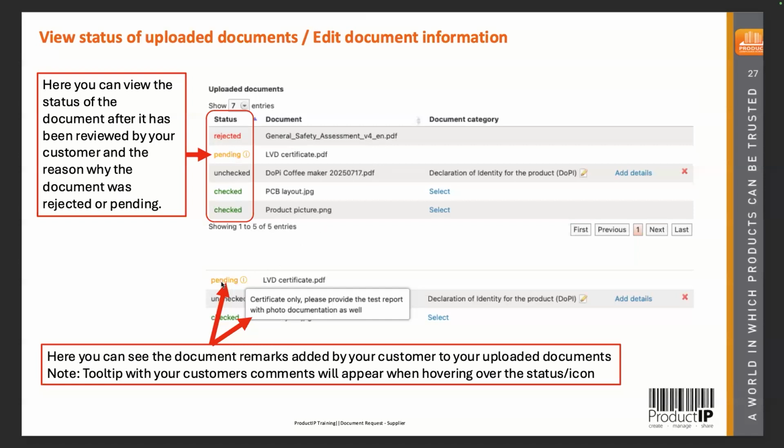When you hover over the status, a tooltip will open and show you the comment your customer has given you, explaining why it's pending or why it's rejected.